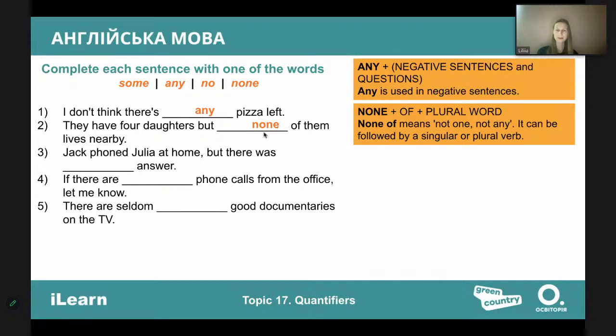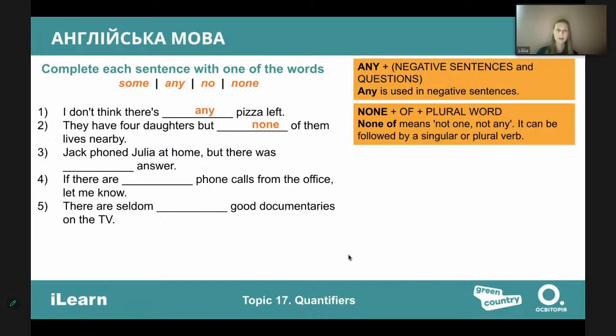By the way, pay attention. If you have a negative quantifier, you don't need the negative particle not afterwards. None of them lives, and not none of them don't or doesn't live, right? And one more thing, if you say none of them, you mean it like one. Жодна з них не живе. We don't say жодна з них не живуть, right? So it would be lives.